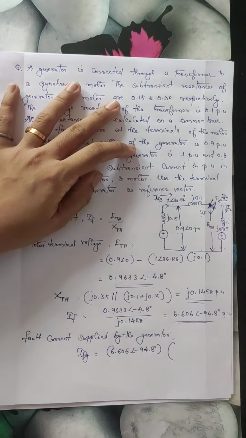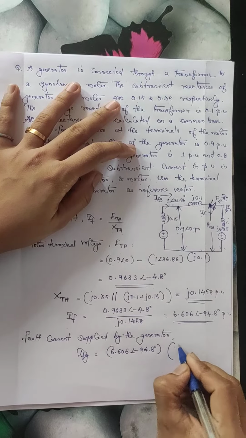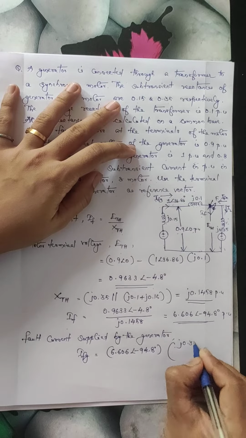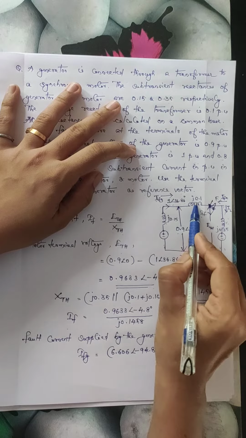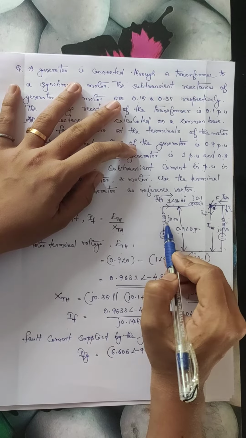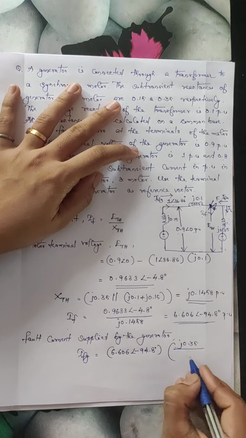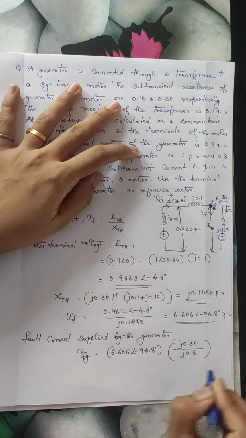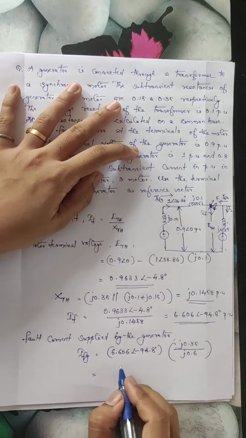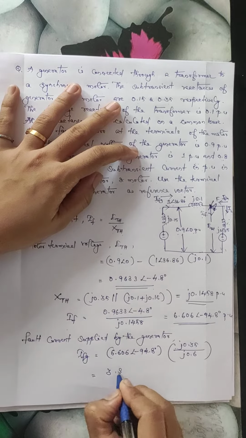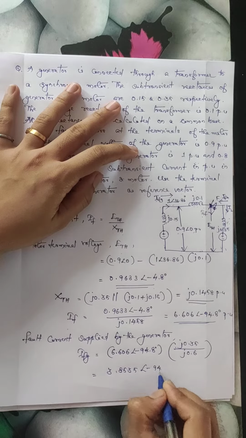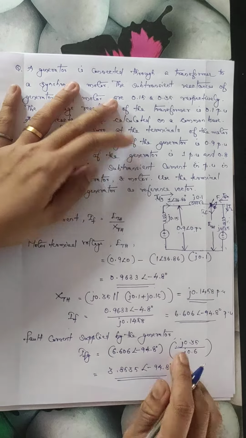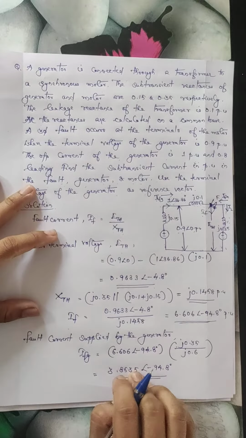So IFG will be equal to total fault current, that is 6.606 angle minus 94.8 degree, into opposite branch reactance, that is j0.35, divided by sum of reactances, that is j0.35 plus j0.1 plus j0.15, that is j0.6. So on multiplying, the answer will be 3.8535 angle minus 94.8 degree. So we got the fault current supplied by the generator.